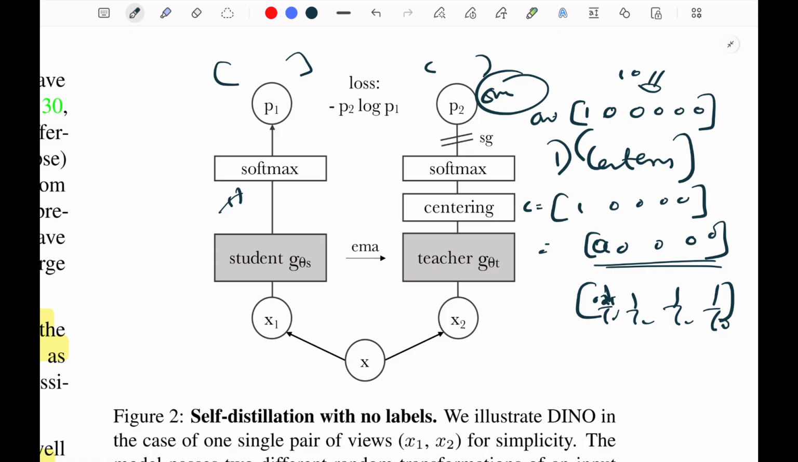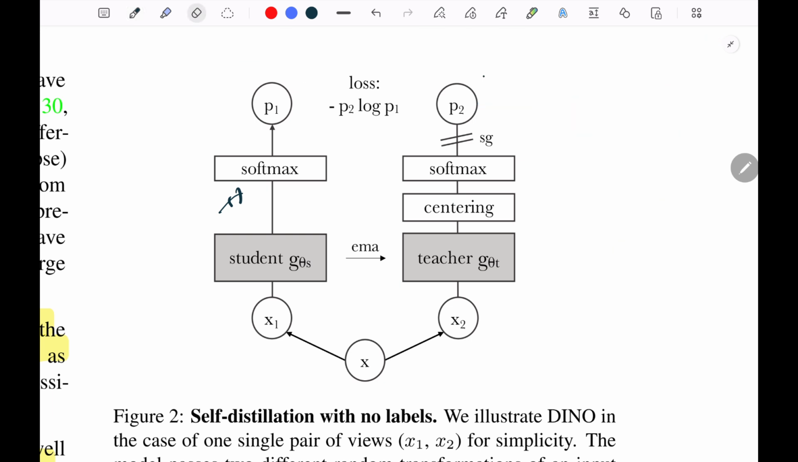So how centering helps with mode collapse is that it pushes the output to a uniform state. But pushing it to a uniform state is also not good, right? If both networks are outputting a uniform distribution, say 1 by 10 for all, that is also not good. So how they prevent that is by softmax sharpening. So what is softmax sharpening?